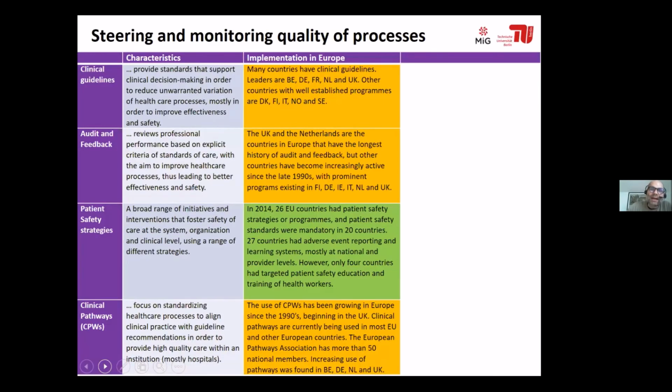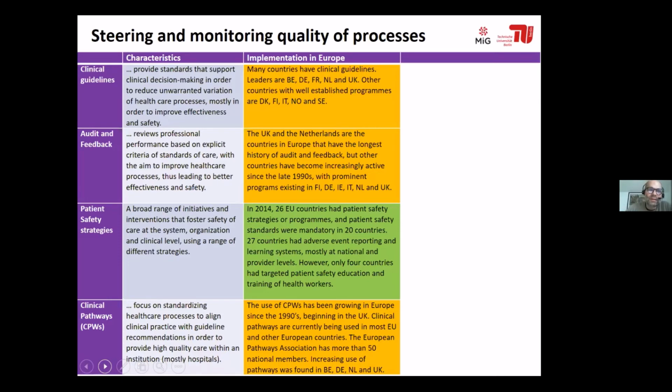I now go backwards. So we now look at the middle column of the framework I presented, which is on steering and monitoring quality of processes. And we have the clinical guidelines. And we see again medium activity. We have many countries with clinical guidelines. We have certain countries as leaders, other countries like in a second tier, but there are still countries where this is less developed. So this would be like an orange type of activity.